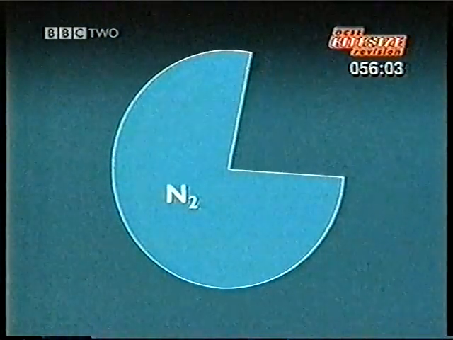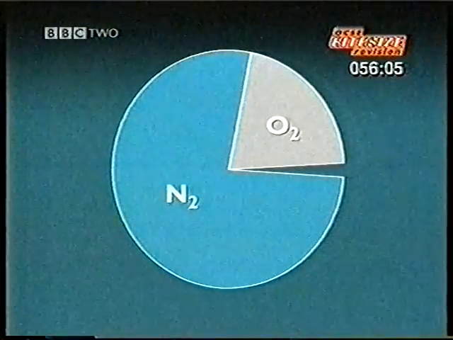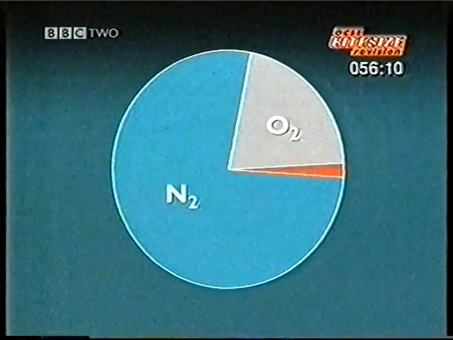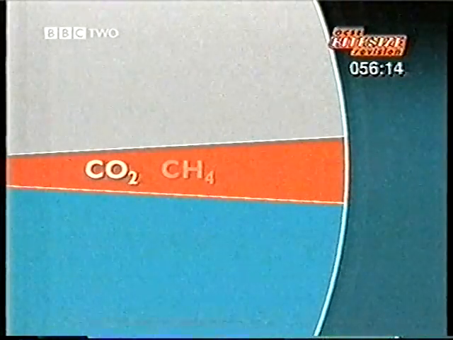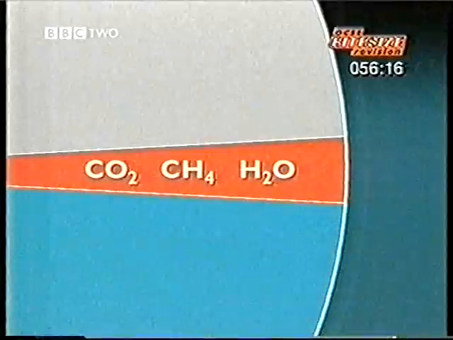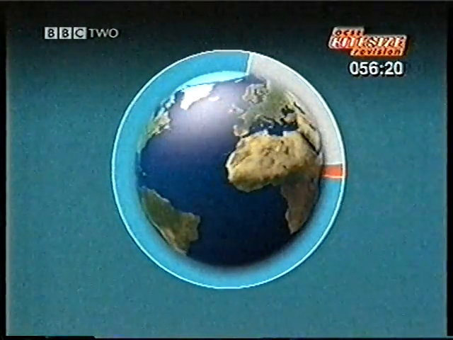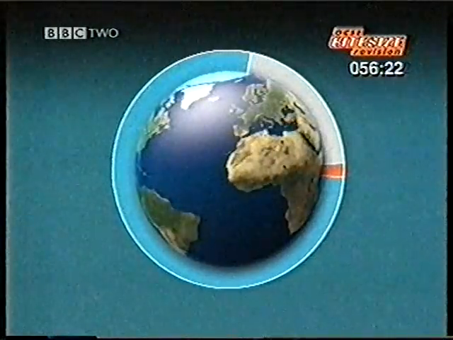The atmosphere is 78% nitrogen and 21% oxygen. The gases that cause the greenhouse effect are contained in the remaining 1%. The main ones are carbon dioxide, methane, and water vapour. Although the greenhouse gases form a tiny proportion of the atmosphere, they are vital to our survival.